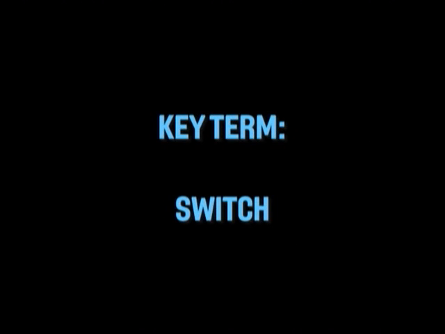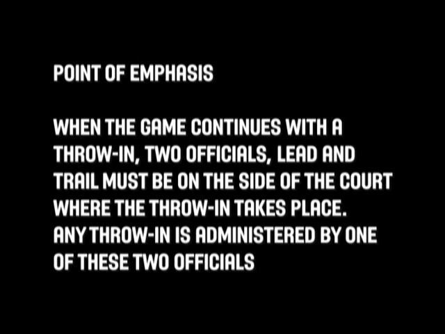6. Positions of officials at throw-in following a violation. Point of emphasis. When the game continues with a throw-in, two officials, lead and trail, must be on the side of the court where the throw-in takes place. Any throw-in is administered by one of these two officials.